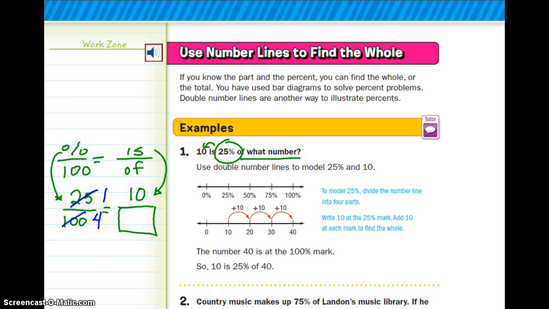Now, 1 to go to 10 is 10. 4 to go, it would be 40 because we're multiplying by 10. 4 times 10 is 40. So, 10 is 25% of 40. The answer to this problem is 40. And again, I'm probably not going to use a number line. I'm going to go ahead and use a proportion. Let's look at problem number 2.